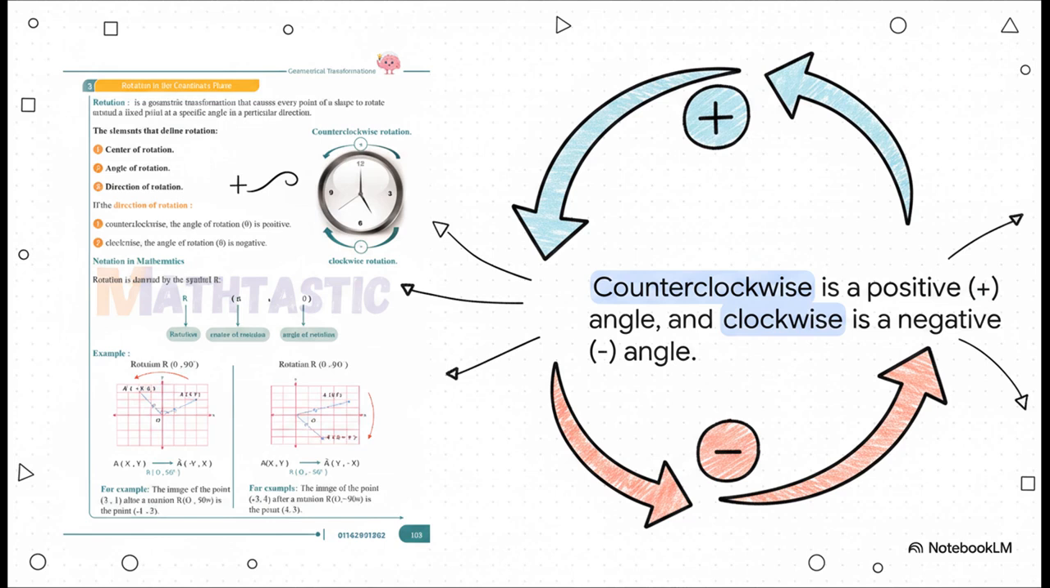Okay, listen up, because direction is everything in rotations. By convention, in math, moving counterclockwise, that's the opposite way a clock's hands move, is considered a positive rotation. Moving clockwise, like a normal clock, is a negative rotation. You've got to remember that one.